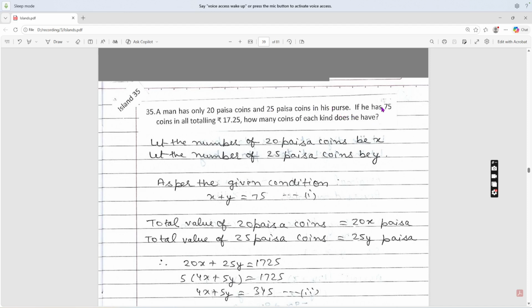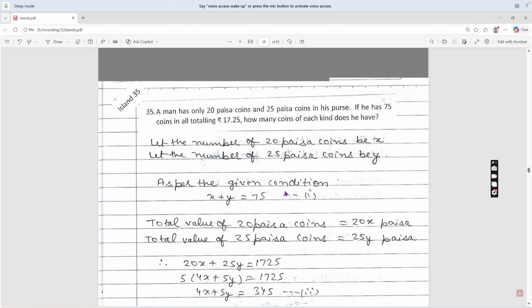That is 75. So the first relationship between these two variables is held in this line: he has 75 coins in total. So number of coins would be x plus y is equal to 75, because x is the number of 20 paisa coins and y is the number of 25 paisa coins.